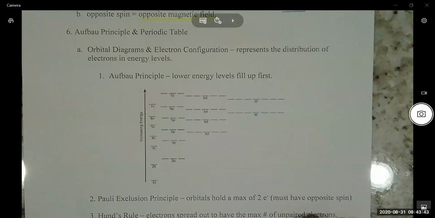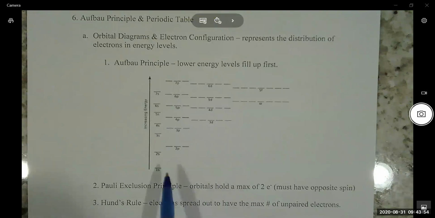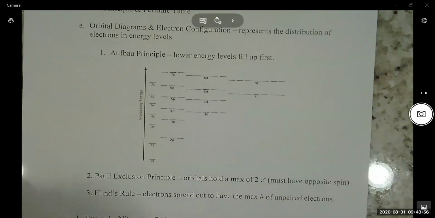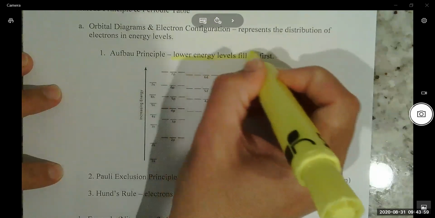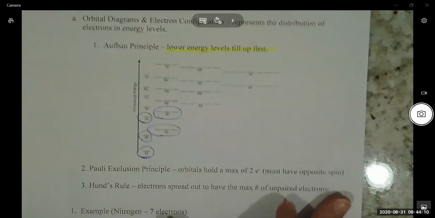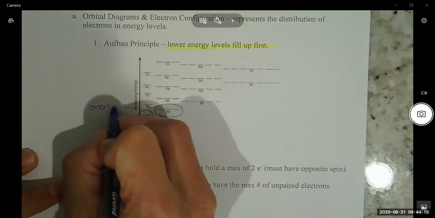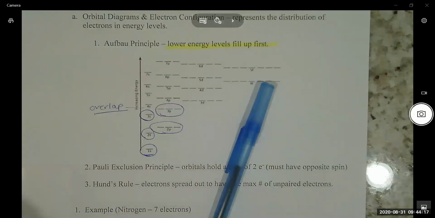Okay, our Aufbau principle and periodic table, this is what we're going to be using to fill up the energy levels. There's a certain order that they fill up in, and for the most part, especially at the beginning, they fill up in order. So the lower energy levels fill up first, so that's 1s first, then 2s, then 2p, 3s, 3p. Now right after 3p is when things start to overlap. And because there's overlapping of orbitals, things start to fill up out of order.